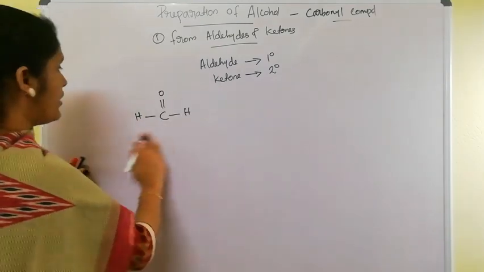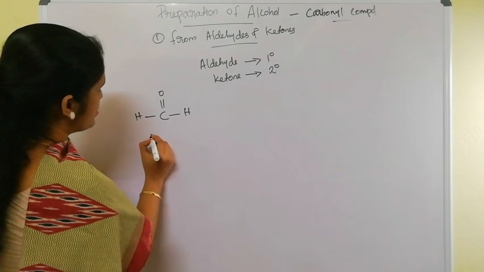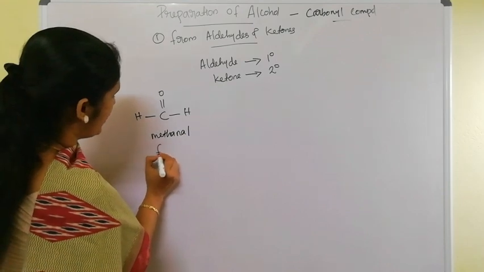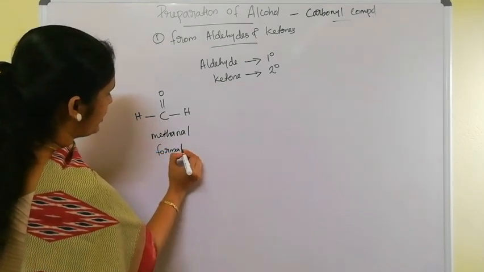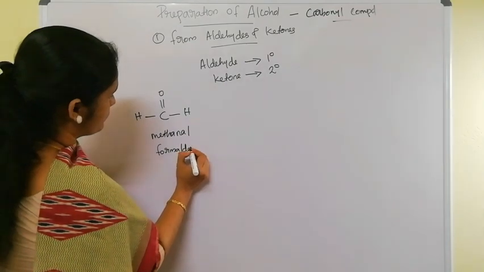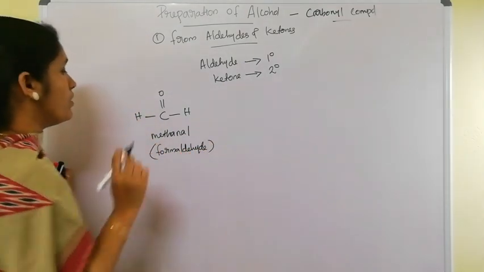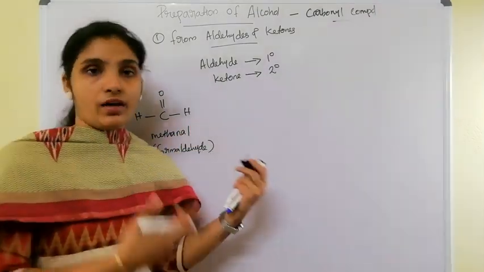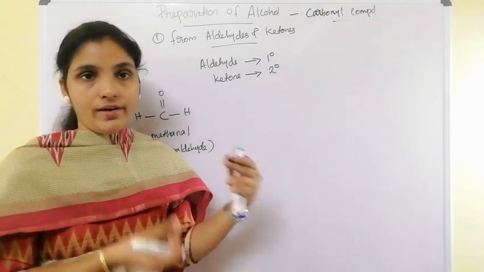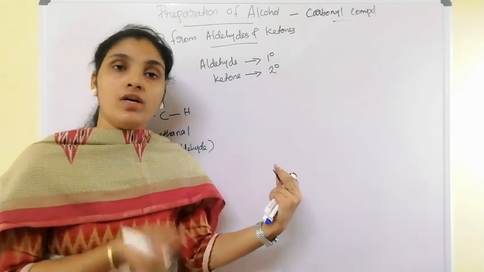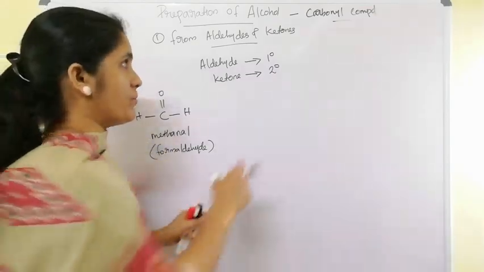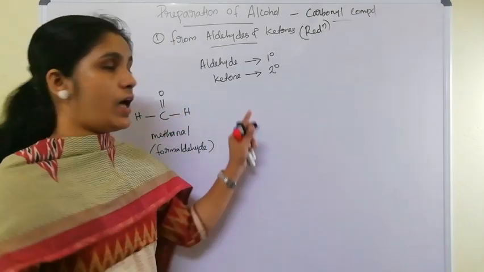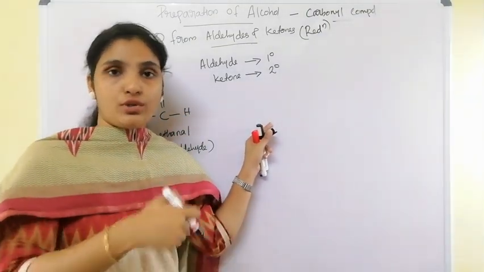So this is a familiar aldehyde with only one carbon. So this is methanal, and its common name is formaldehyde. From this formaldehyde we can prepare alcohol, and from aldehydes, how will we prepare alcohol? That is by reduction. From aldehydes and ketones, on reduction, we will prepare alcohol. So reduction means what? Addition of hydrogen.